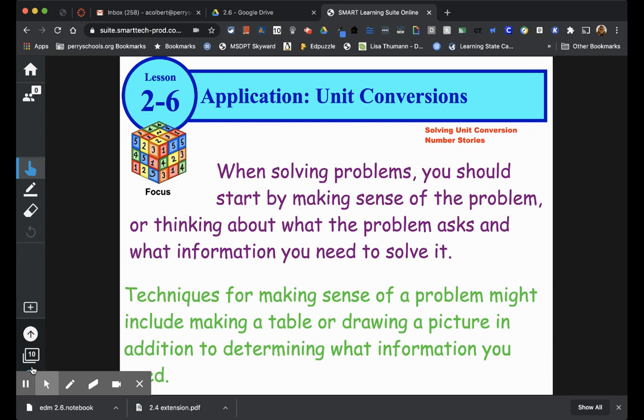A huge reminder when you're doing story problems is to use CUBES: circling the important numbers, underlining the question so that you can point out exactly what is being asked of you, boxing in important words, evaluating your work, and then solving.